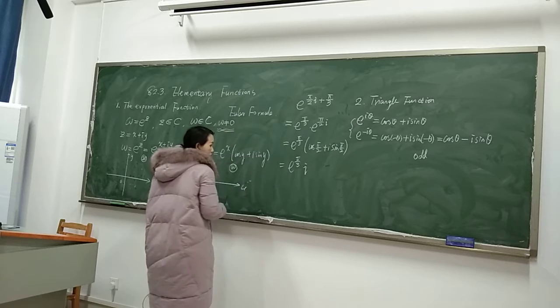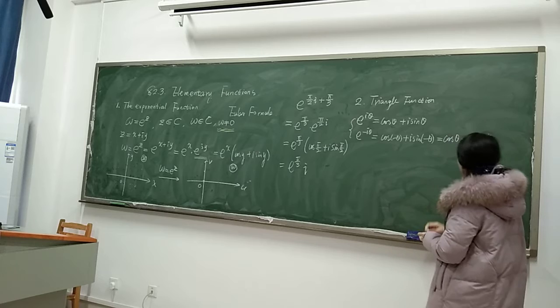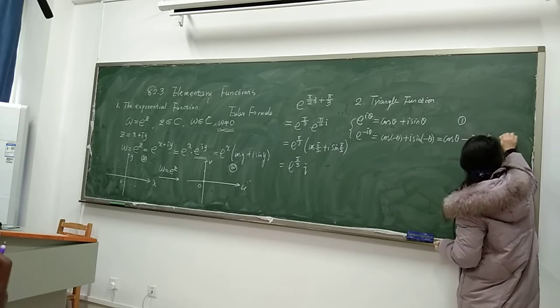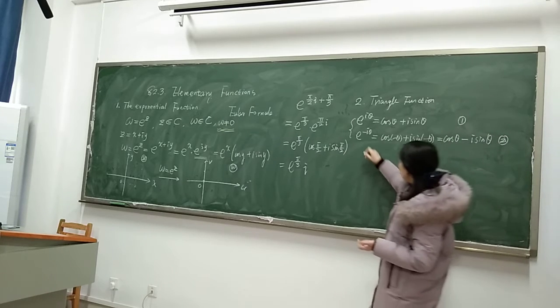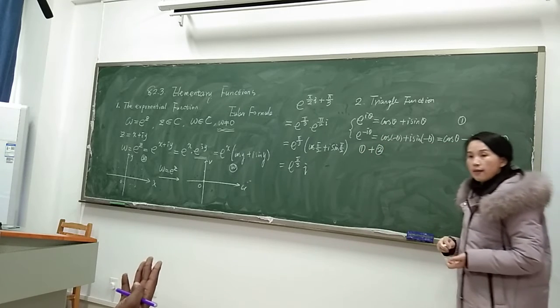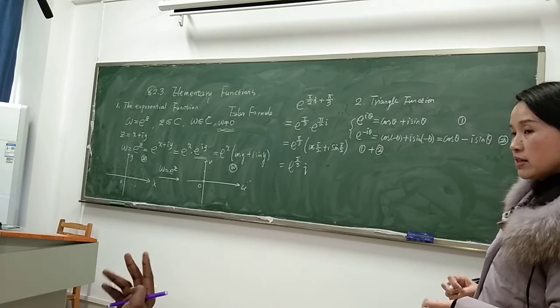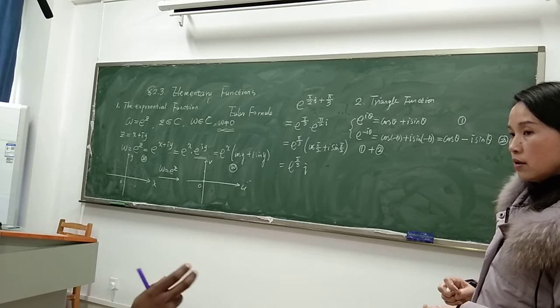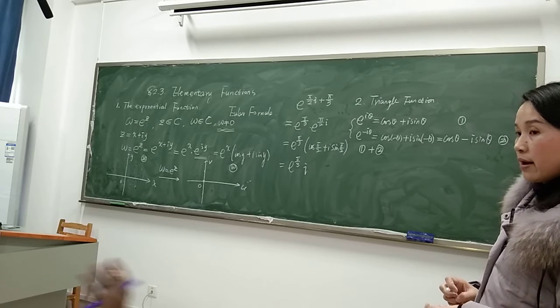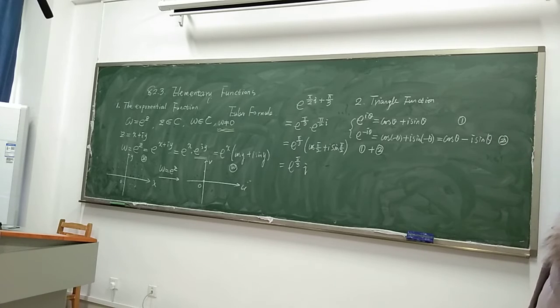Okay? So this is the first one. This is the second one. If theta is, for example, 2, cosine negative 2 is equal to cosine 2. They're equal. But sine negative 2 equals negative sine 2. Okay?